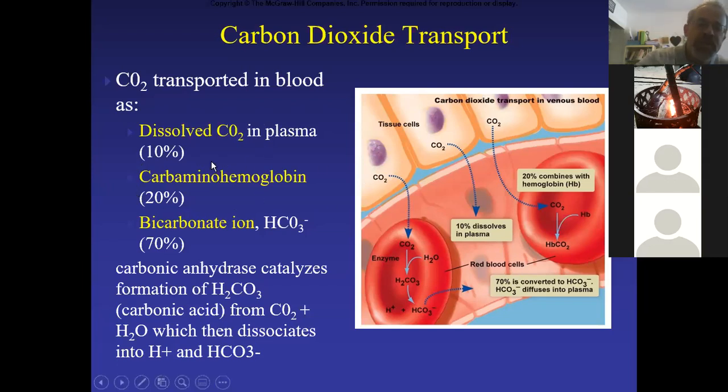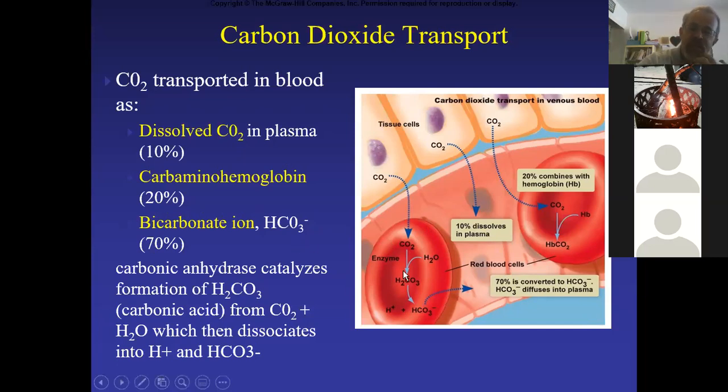Roughly 20% of CO2 is transported bound to hemoglobin. This is known as carbaminohemoglobin, not to be confused with carboxyhemoglobin, which is carbon monoxide transport, right? About 10% is dissolved in plasma. This leaves the bulk transported as bicarbonate. And of course, as you know from our discussion and also from your buffer lab, bicarbonate is an excellent buffer, so that helps to maintain pH in the blood.